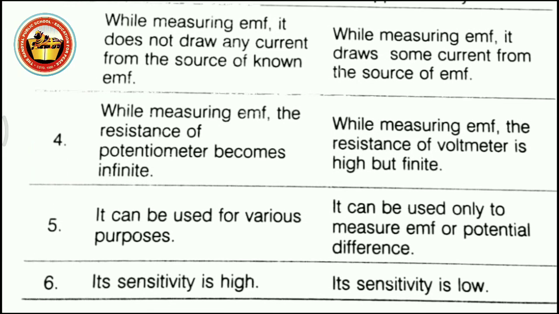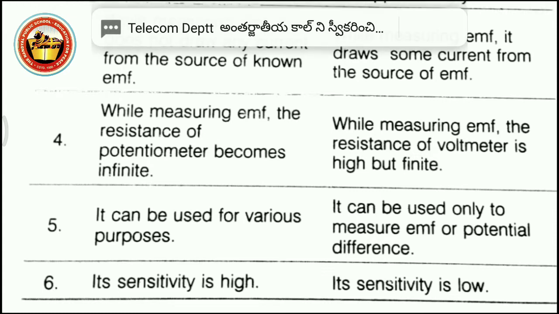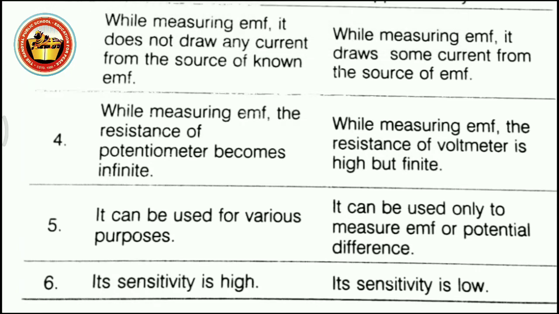While measuring EMF, the resistance of the potentiometer becomes infinite. While coming to the voltmeter, while measuring EMF, the resistance of the galvanometer is high but finite. Coming to the potentiometer, it can be used for various purposes. The voltmeter can be used only to measure EMF or potential difference.